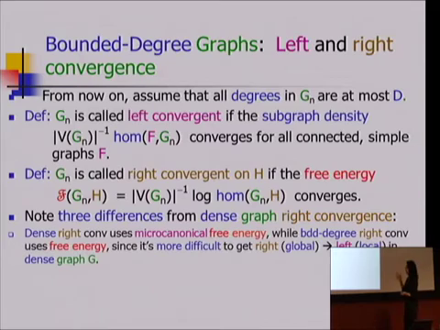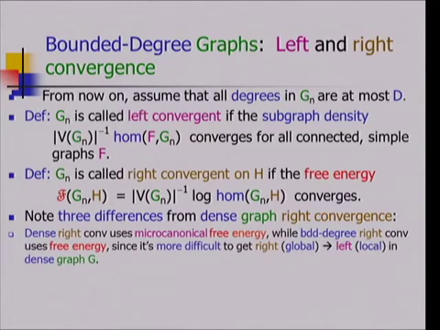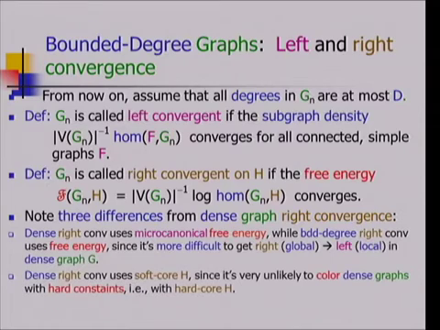Okay, well, in the dense case, we had to use microcanonical free energies. In fact, it's not entirely obvious, but it turns out that if you just tried to use the free energy, you wouldn't be able to prove that right convergence implies left convergence. It doesn't. There are some counterexamples. So it's actually, in a sense, more difficult to get this global notion to imply the local notion when you have so much local stuff going on like you do in a dense graph. Okay, so we had to have it for all microcanonical free energies. So that's one difference.